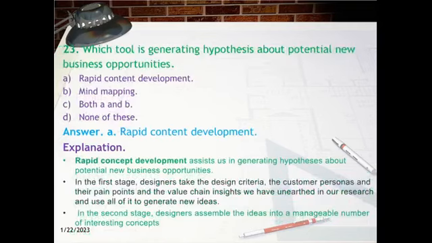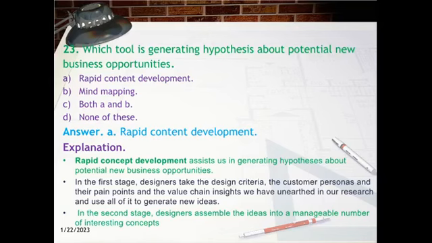23. Which tool is used for generating hypotheses about potential new business opportunities? A. Rapid concept development. B. Mind mapping. C. Both A and B. D. None of these. Answer: A. Rapid concept development. Explanation. Rapid concept development assists us in generating hypotheses about potential new business opportunities.